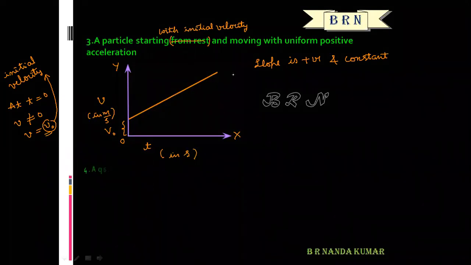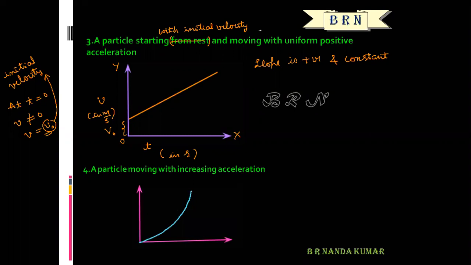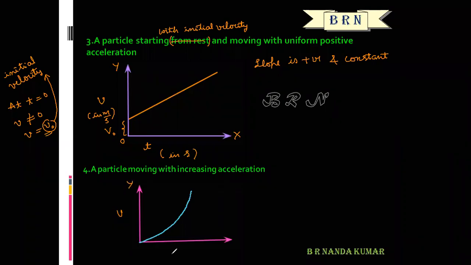Okay, next graph. A particle moving with increasing acceleration. A particle moving with increasing acceleration means in the VT graph we will get a rising curve. Is it not? So this is the VT graph. The velocity is taken along the y-axis, time is taken along the x-axis. So here we will get the rising curve. That means the particle is moving with increasing acceleration.